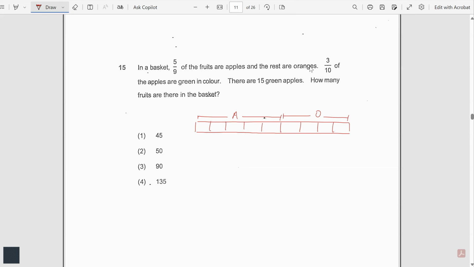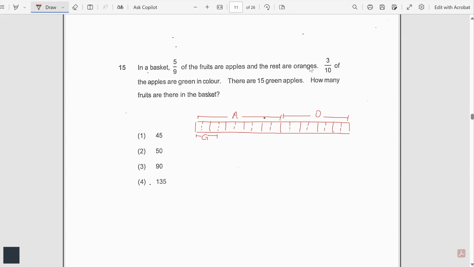So from your apples, try and cut into 10 units. You have 5 units, so you can easily just split every unit into half to get 10 units. So we do the same for the oranges. All right, so 3/10 of the apples are green, which means 3 units green.